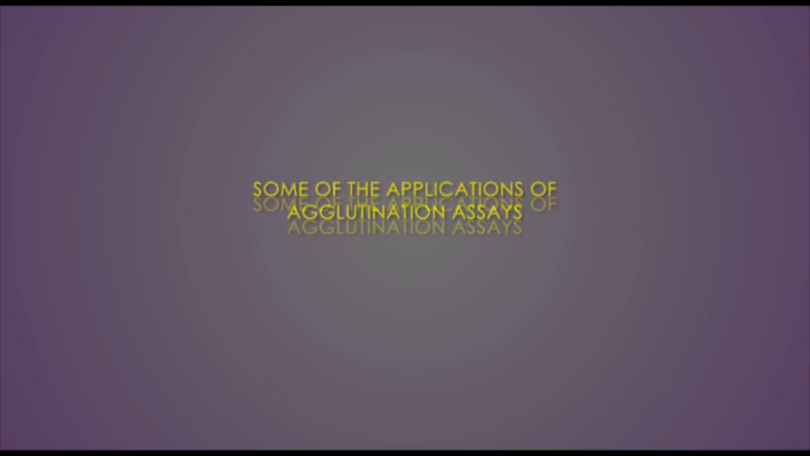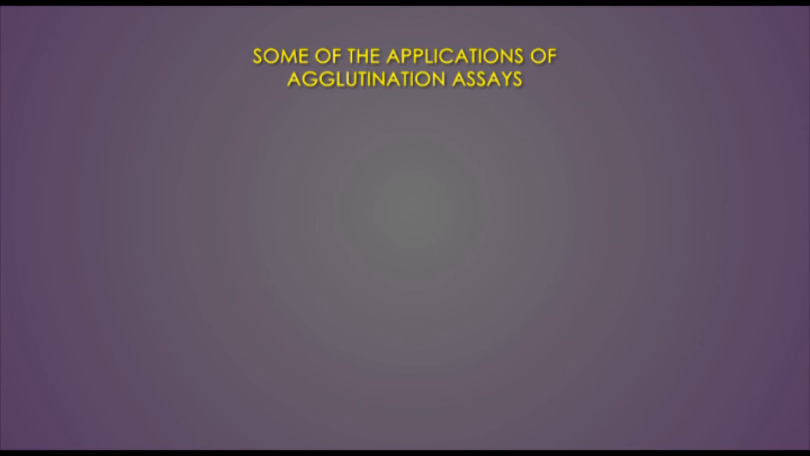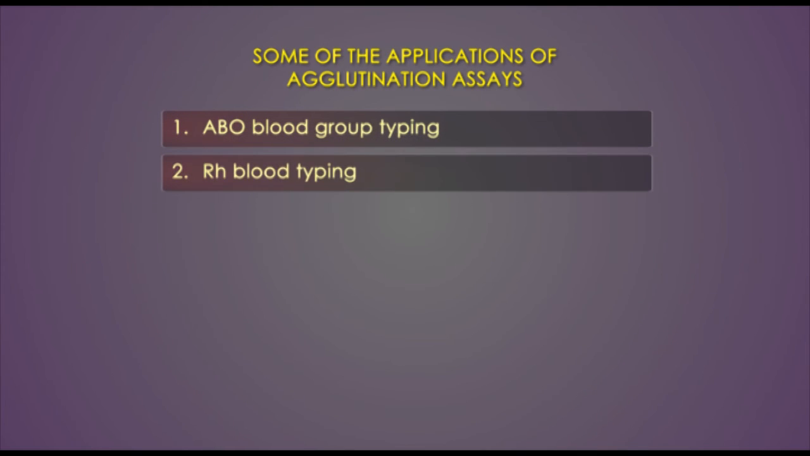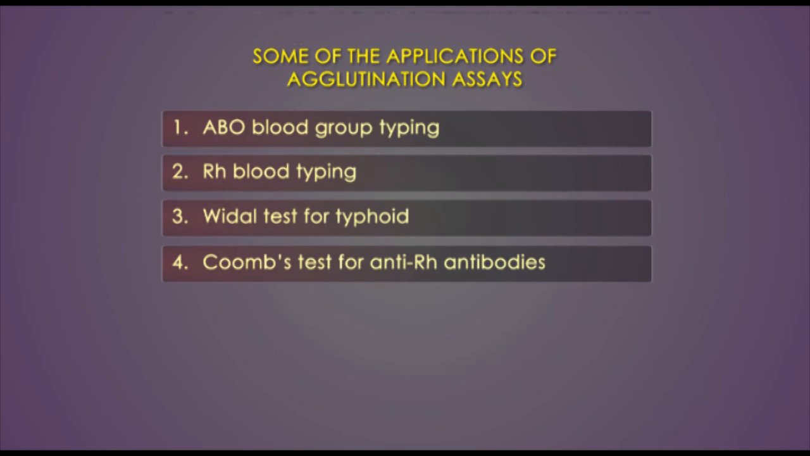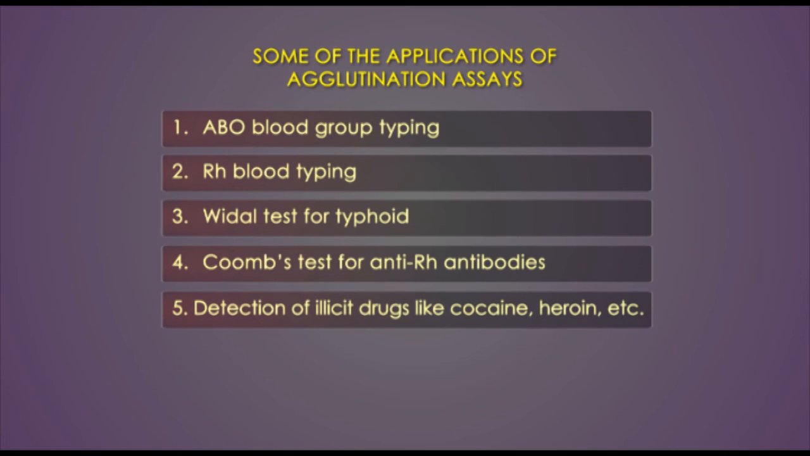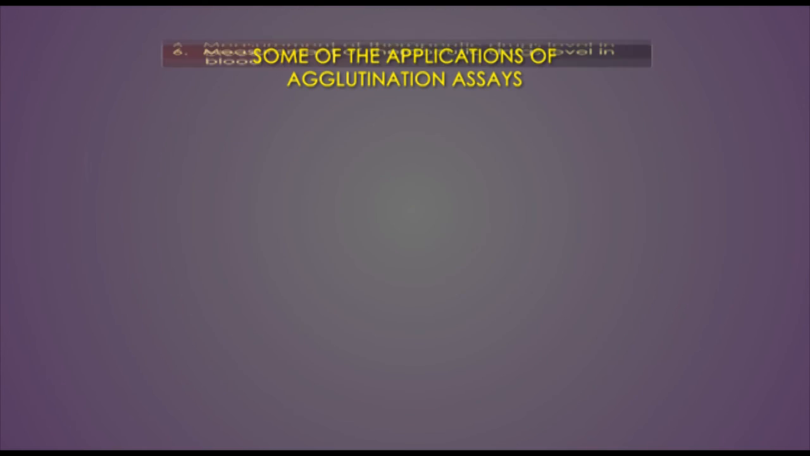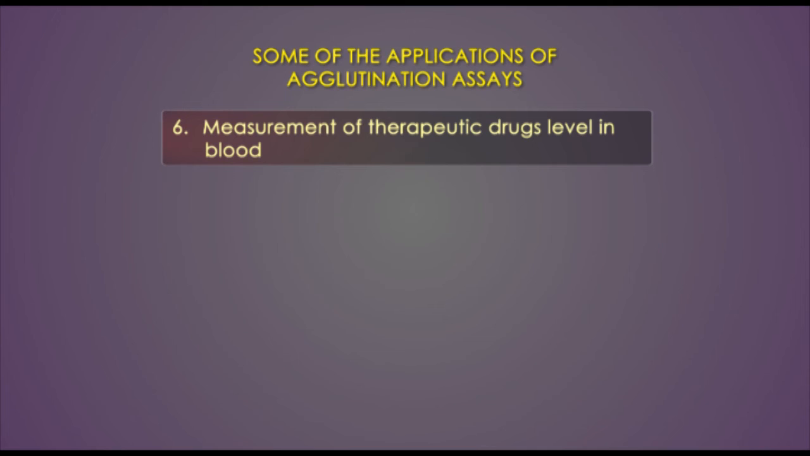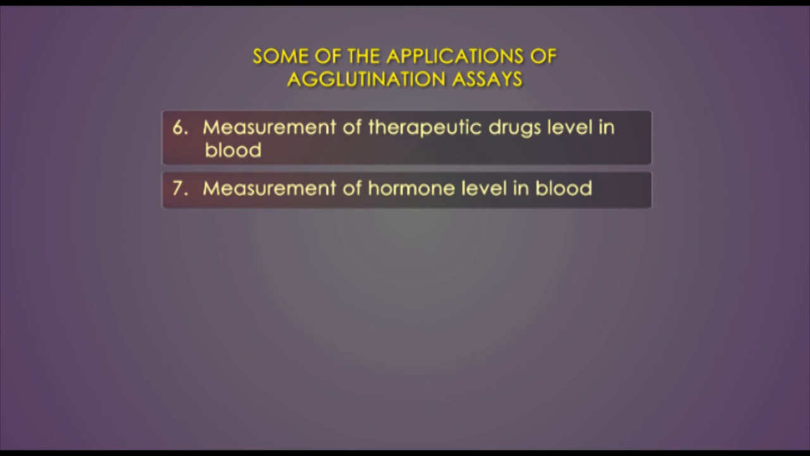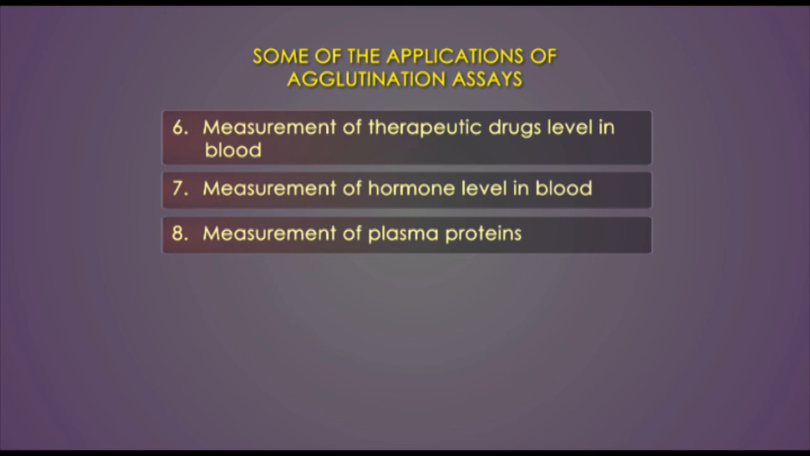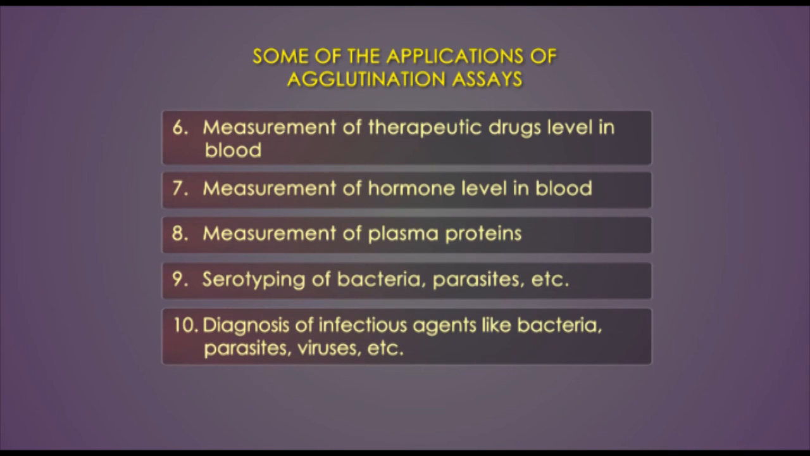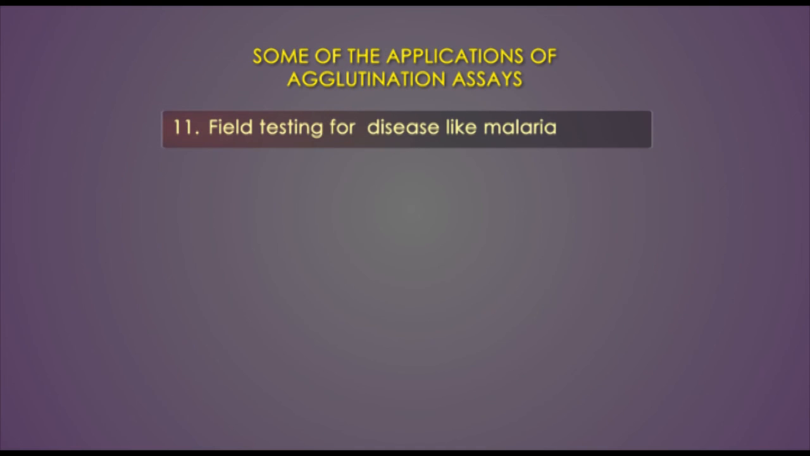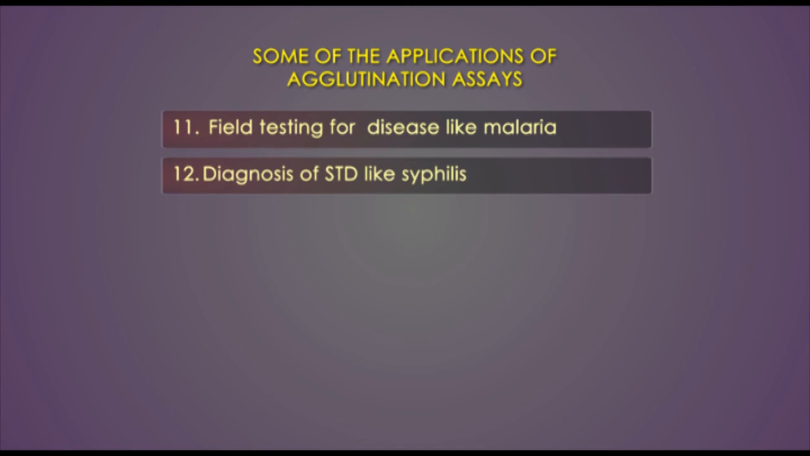Applications of agglutination. Some of the applications of agglutination assays are ABO blood group typing, Rh blood typing, Widal test for typhoid, Coombs test for anti-Rh antibodies, detection of illicit drugs like cocaine, heroin, etc., measurement of therapeutic drug levels in blood, measurement of hormone levels in blood, measurement of plasma proteins, serotyping of bacteria, parasites, etc., diagnosis of infectious agents like bacteria, parasites, viruses, etc., field testing for diseases like malaria, diagnosis of STDs like syphilis.